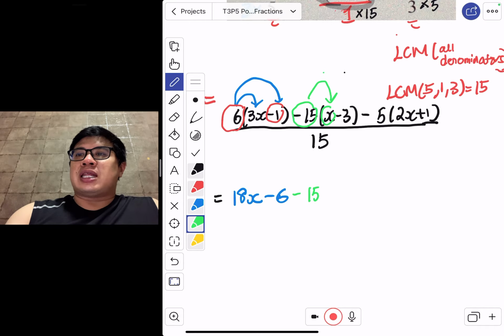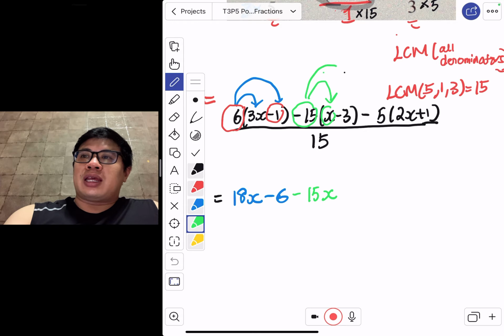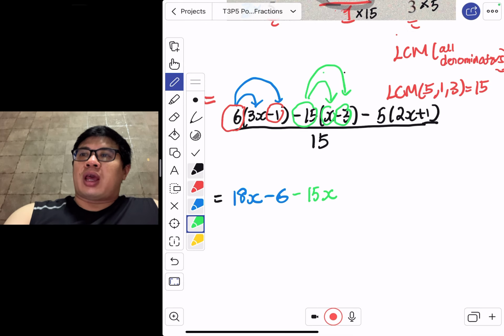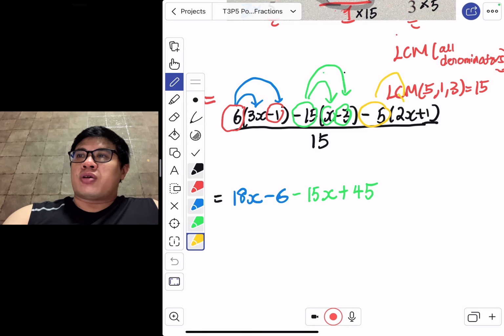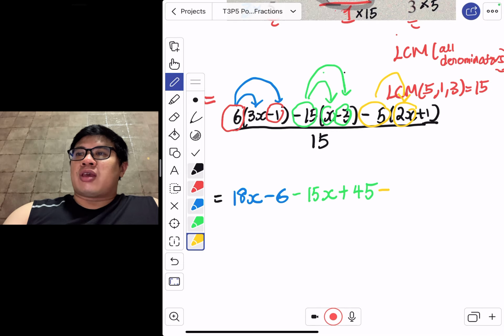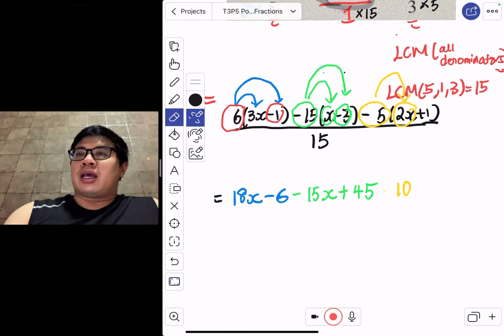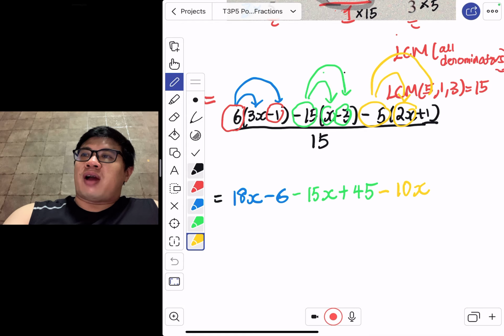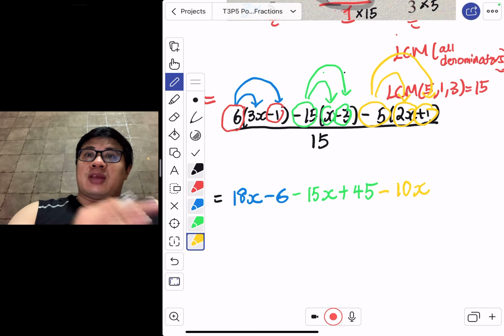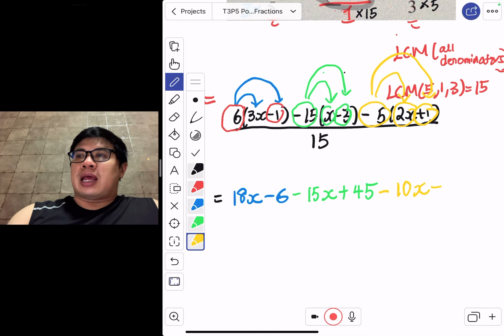You can see that I'm using different color ink. Negative 15 times negative 3 gives us positive 45. Next I will use probably yellow. Negative 5 times positive 2x, sorry, negative 5 times positive is negative, so that's negative 10x. Negative 5 times positive 1, that gives me a negative 5.